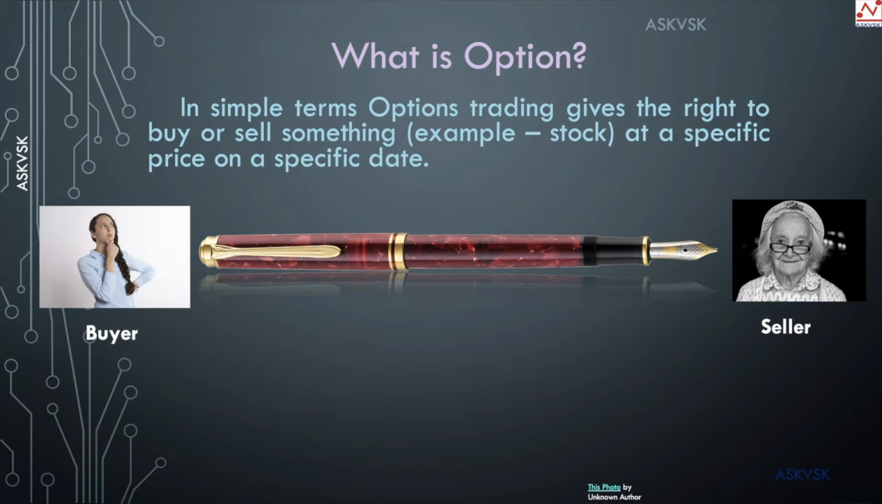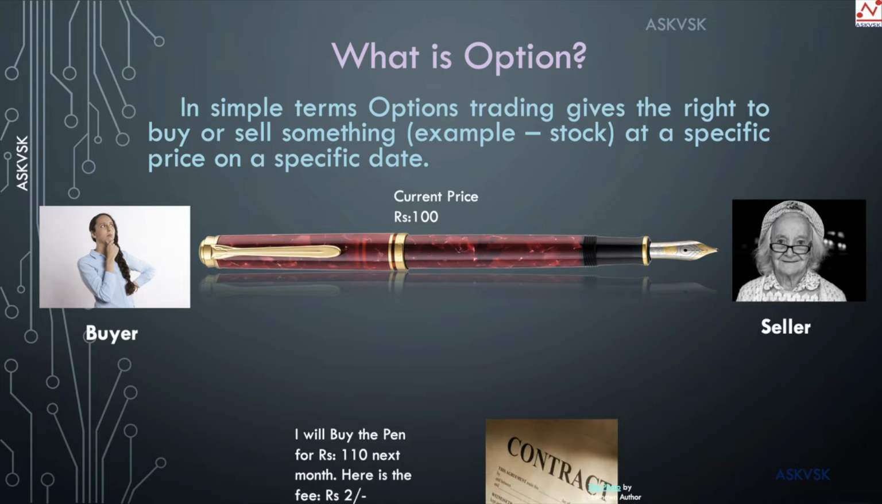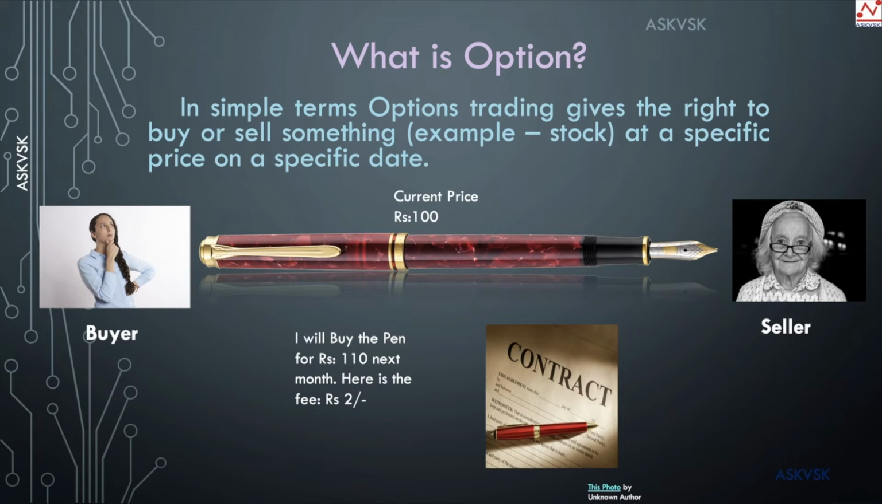So what do I mean by options trading? The buyer wants to buy this pen next month, say at rupees 110. That is the deal with which he's going to approach the seller. In order to lock the price of the pen, which is currently trading at 100, but the buyer wants to buy at 110 next month, he is going to give the seller a small token amount of, say, rupees 2. So the seller receives this rupees 2 and keeps it with himself.